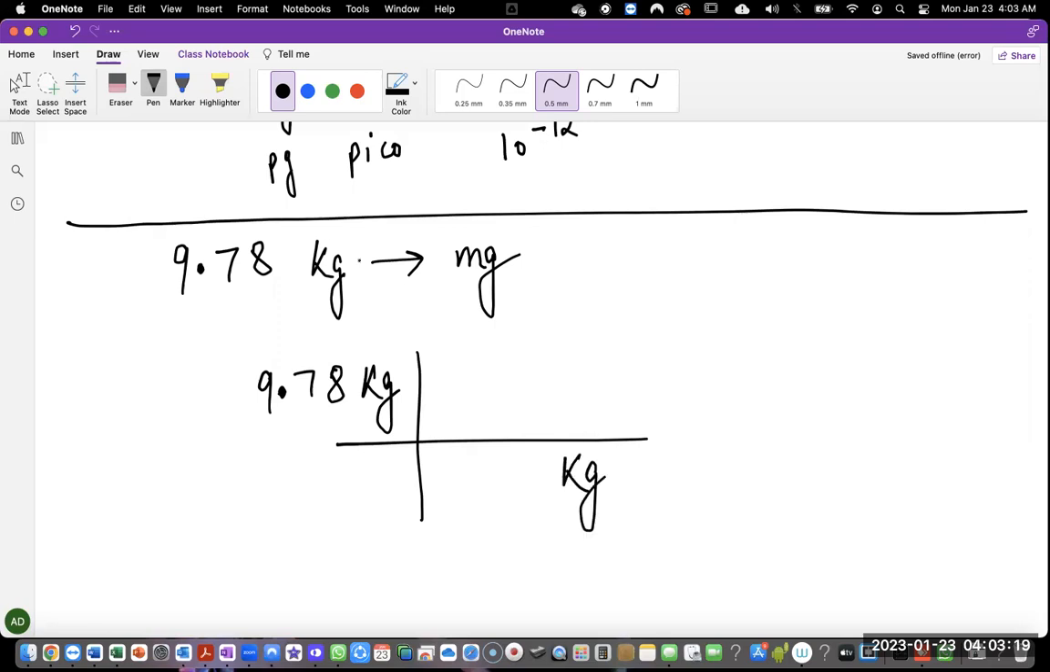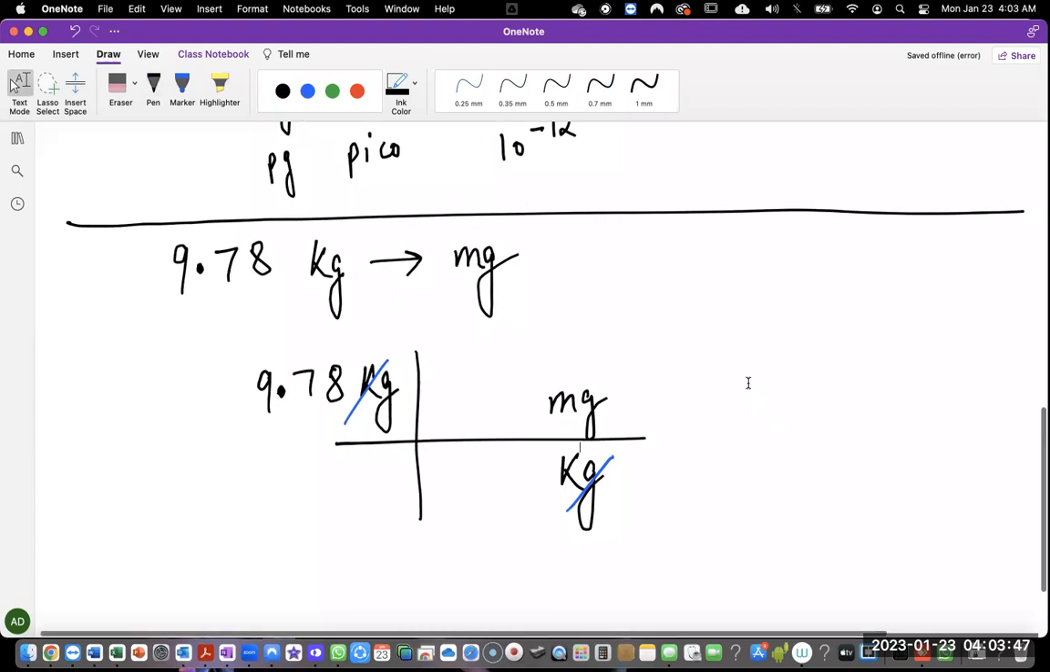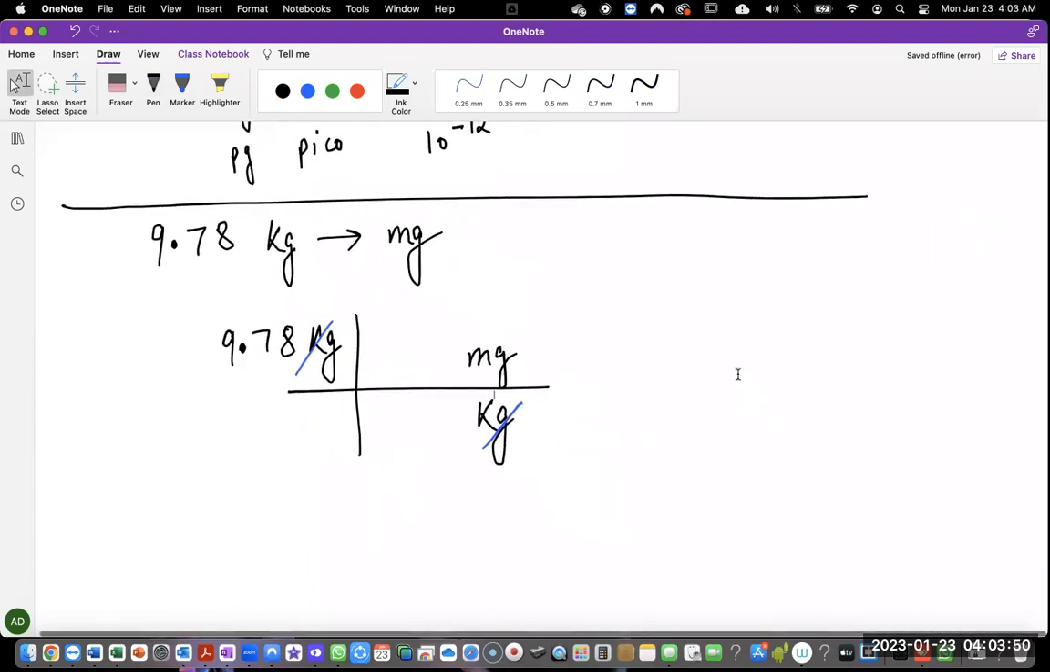So this is what I'm trying to say, guys. If you have kilograms sitting here and you want to get rid of that unit, put the same unit across it so that you can cancel it later on. Okay, so that we can get rid of that unit. That's one. The next is the unit that you're trying to keep is what you're going to enter here. So milligrams is what will go here. So that's one thing, is to just set up your conversion chart like this.